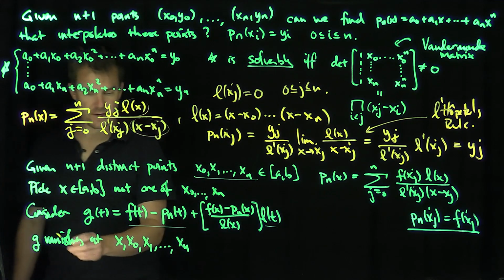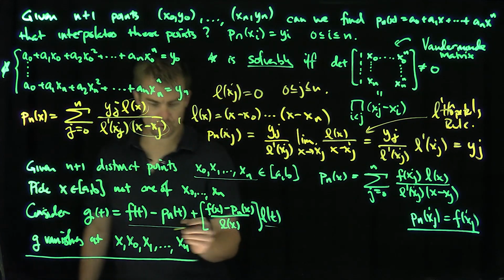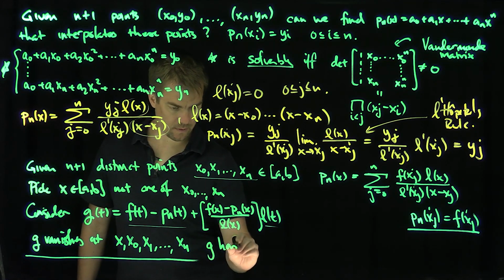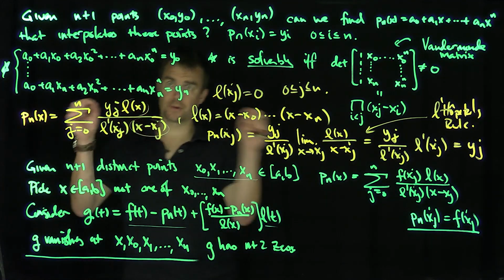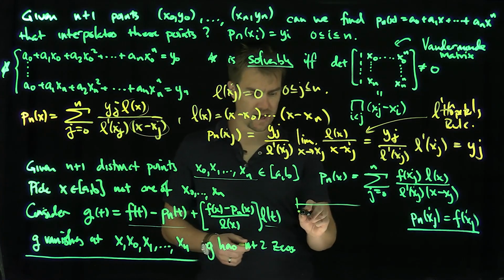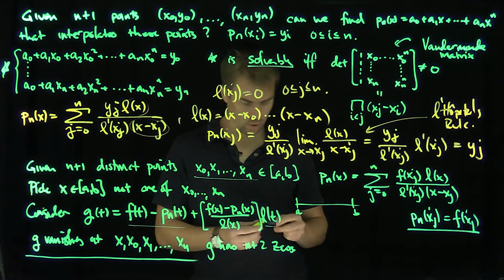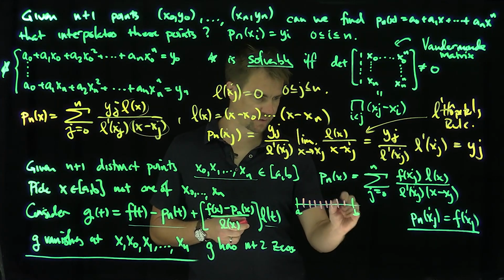So in other words, it has a total of n plus 2 zeros, and they're distinct zeros. The zeros over here line up like this. Here's A, and here's B, and then there's a whole bunch of zeros, okay?